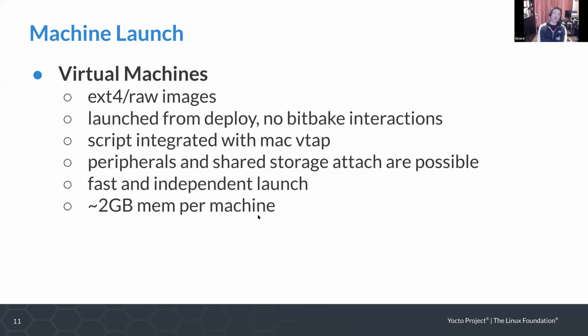For the machine launch, when I'm setting up this cluster, I'm using ext4 raw images. It's launched from deploy. I'm not using runqemu. Nothing comes out of bitbake. It is a script that knows how to check out and make sure the MACVTAP is set up to do the launch. It can do peripherals and shared storage, and it adds about 2 gigabytes of memory per machine. Otherwise, your cluster, your Kubernetes of any flavor, will not launch, and it needs to launch them fast, with no parsing time before I launch.